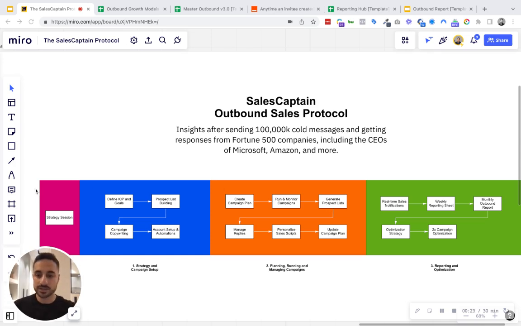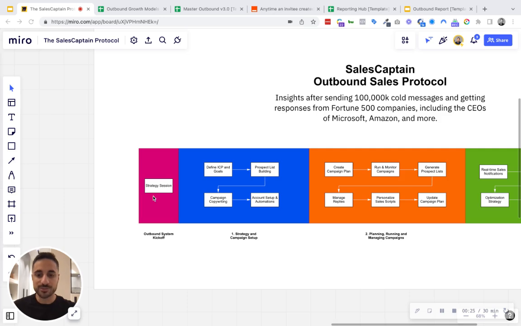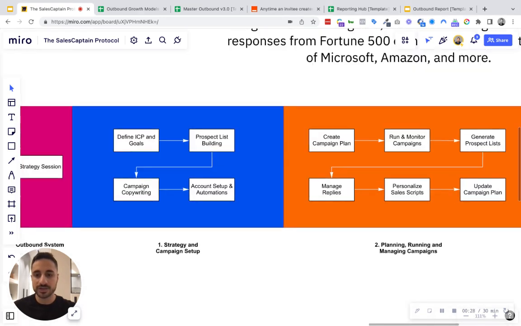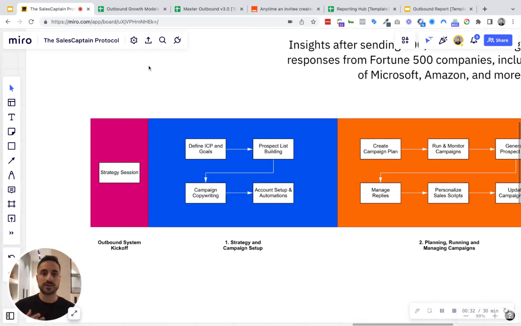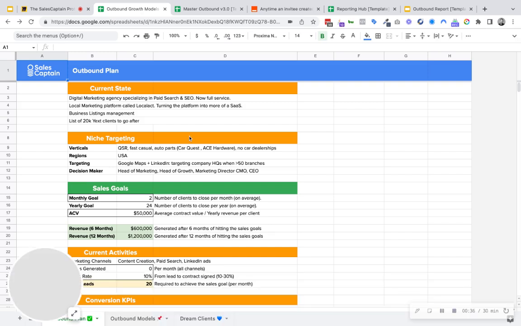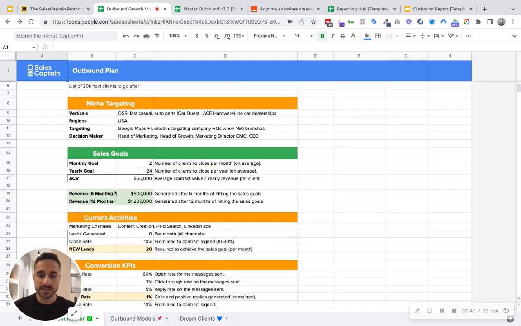So everything starts on step zero with the outbound strategy system kickoff, the strategy session more specifically. During the strategy session, what we're trying to understand and get an insight for is what does the ICP look like? What is the niche that we're going to target? What's the current state of the business? But more than that, what is the sales goal that will make the outbound project a success?